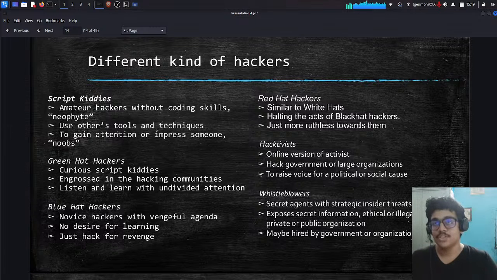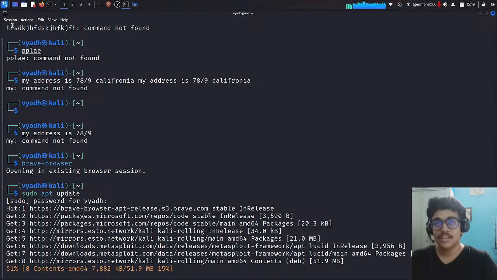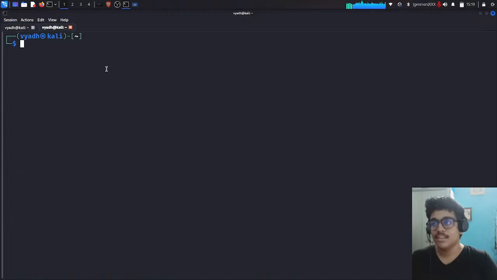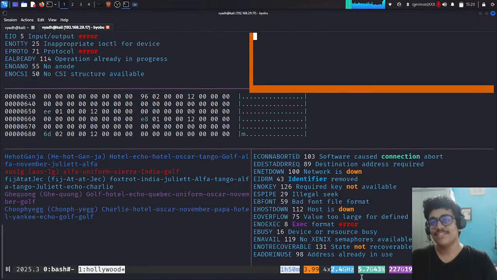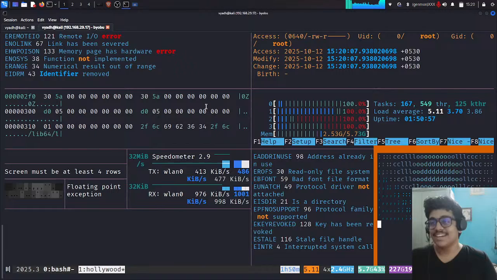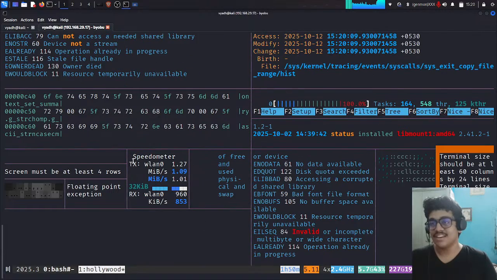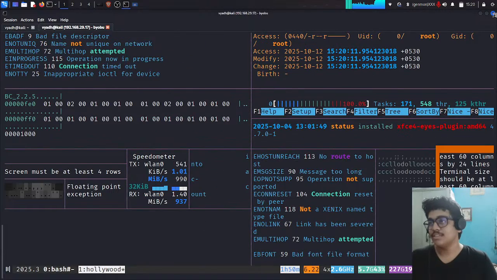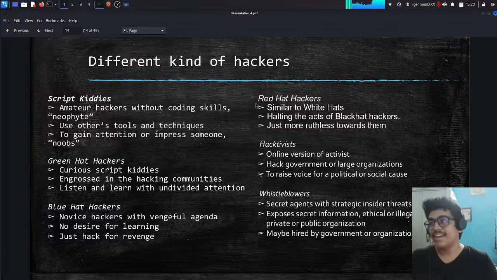Let me show you one command. I think my system will not lag. There is a command called hollywood. I think it is not installed on your system, but you can install it. If you run it, you will feel like a hacker, but it's not like that. It's all messed-up terminals and random gibberish all around. That is the script kiddie: I am running this command and showing someone that I am a hacker. I am a script kiddie.